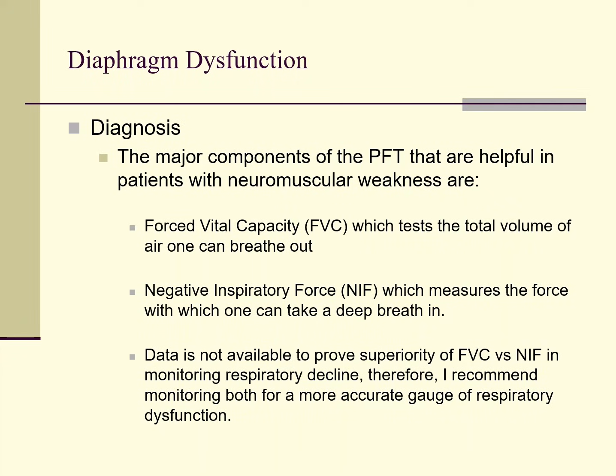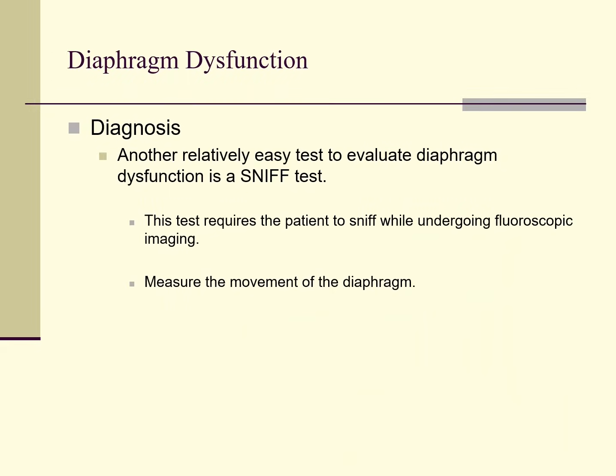Many times over many years, there's been debate about is the forced vital capacity or the negative inspiratory force better at measuring respiratory muscle strength. The conclusion is we really do not know which is better. And personally, I like to use both, which gives me a more accurate gauge of respiratory dysfunction. So the breathing test, the pulmonary function test, and the spirometry is the easiest test that we can do. This gives us an idea of if there's progression in weakness. It gives us an idea if there is any respiratory muscle problems at all.